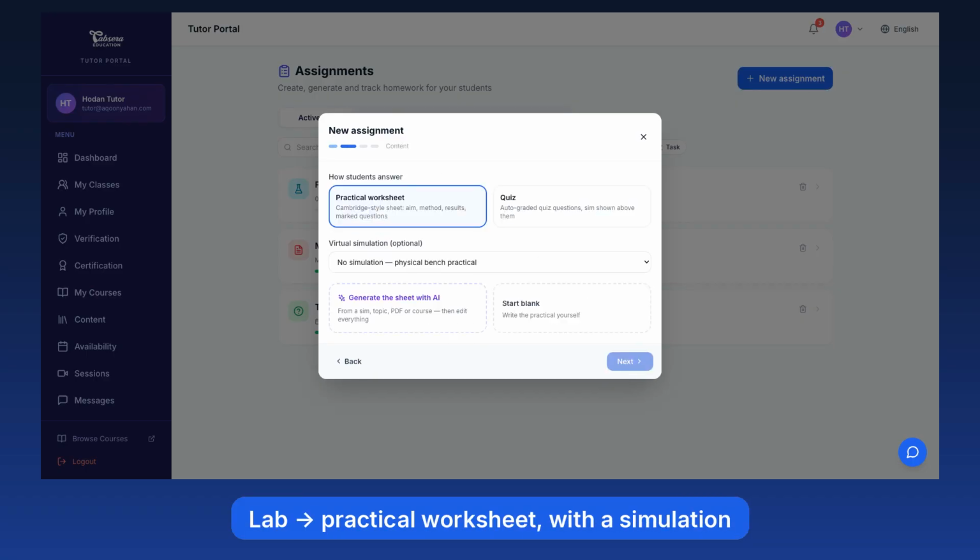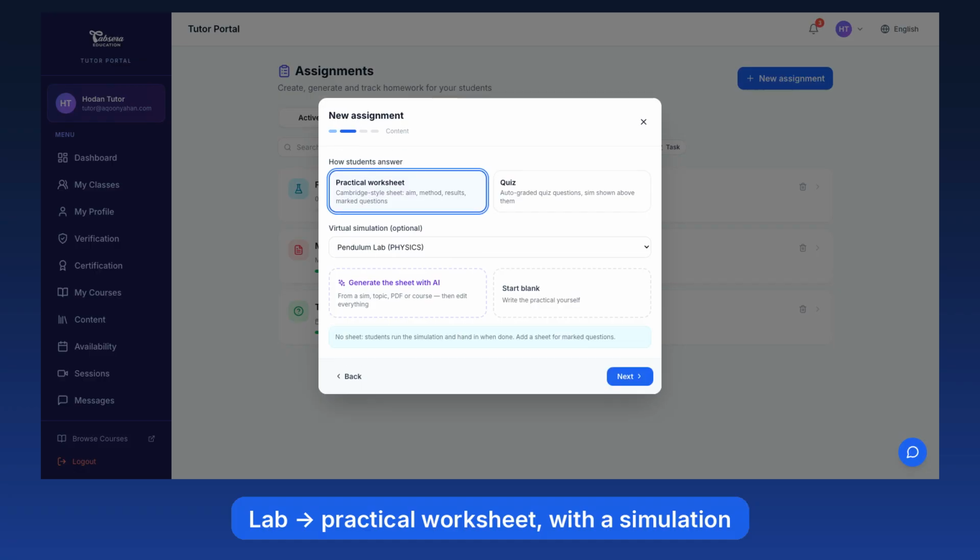A lab has two halves: how the pupil answers, and where they experiment. Practical worksheet gives them a structured sheet: aim, apparatus, safety, procedure, and marked questions. And because this pendulum investigation exists as a virtual lab, we attach the Pendulum Lab simulation right here. No stands, no stopwatches to lose, the bench is on screen.